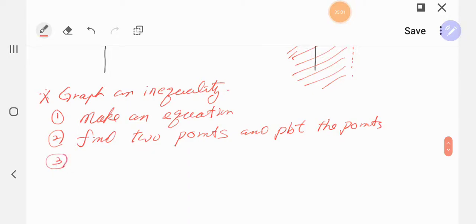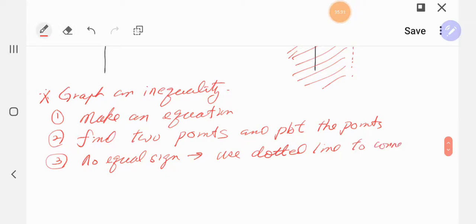Okay, next, no equal sign. If the inequality has no equal sign, then what do we do? Use a dotted line, right? A dotted line to connect the 2 points. Make sense?